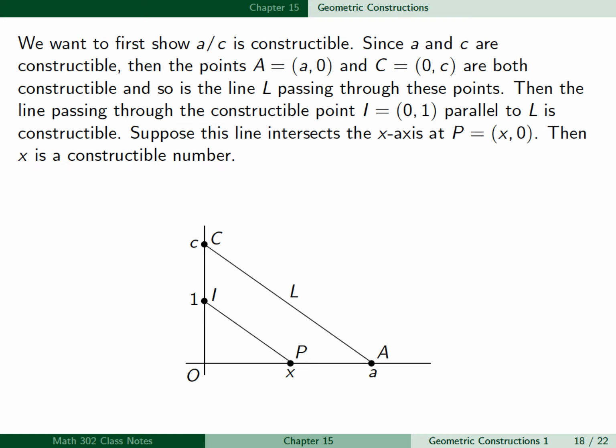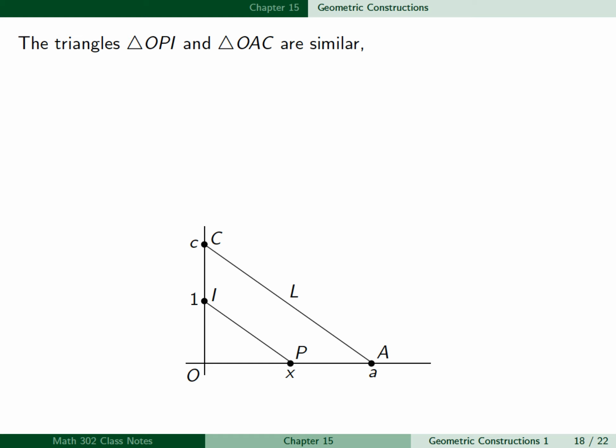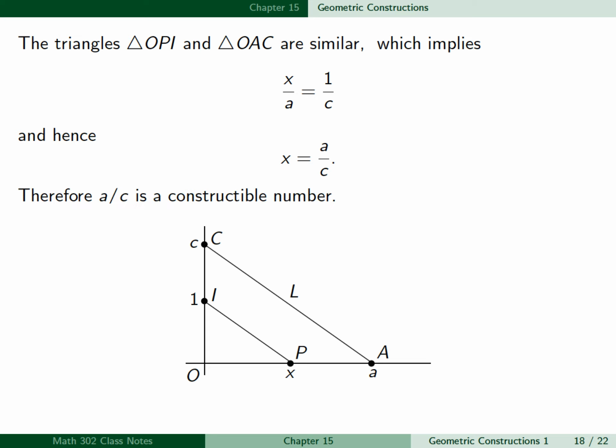And suppose this line intersects the x-axis at the point P equal (x, 0). Then x is a constructible number, and the triangles OPI and OAC are similar, which implies that x divided by A is equal to 1 divided by C. And solving for x, we obtain x is equal to A over C. And therefore A over C is a constructible number. So this shows that the quotient of 2 constructible numbers is constructible.